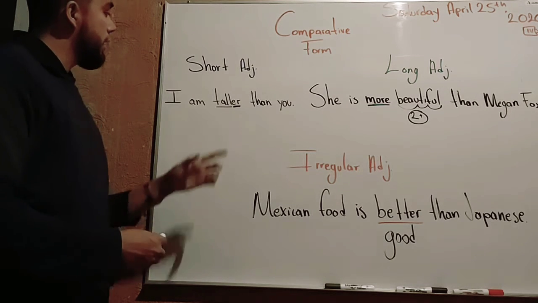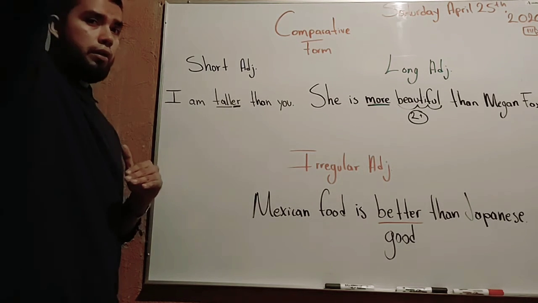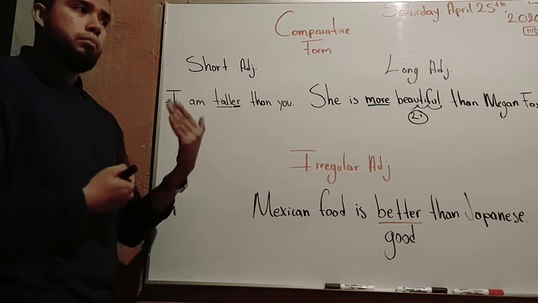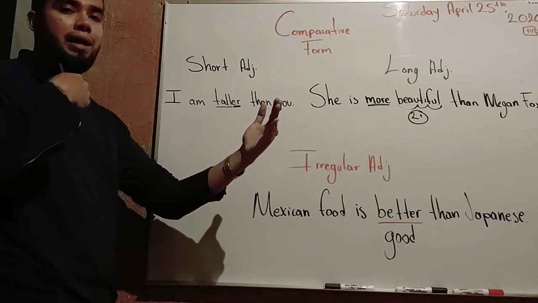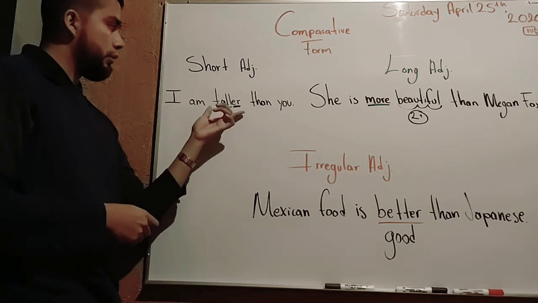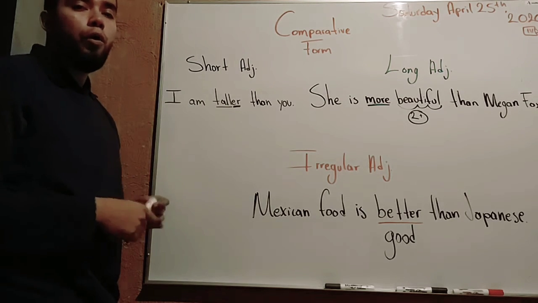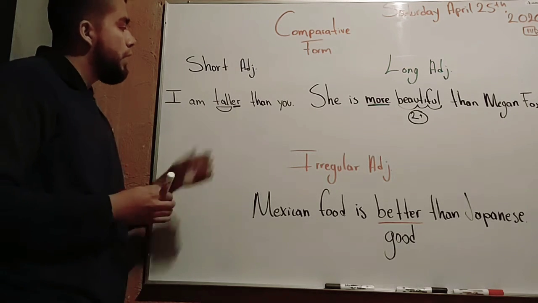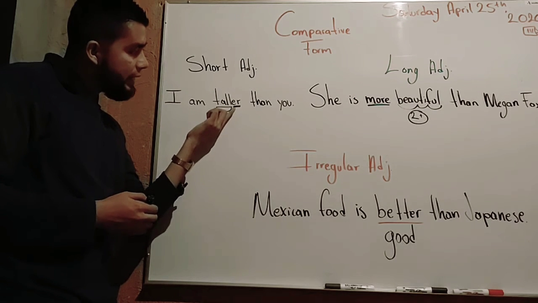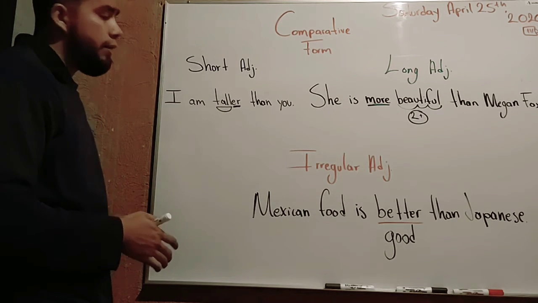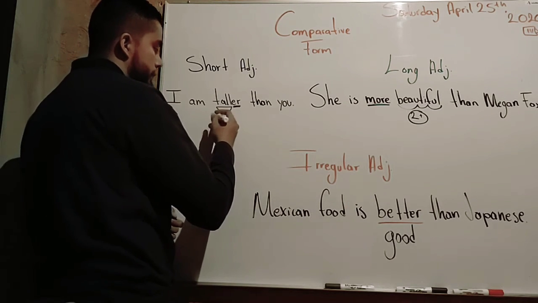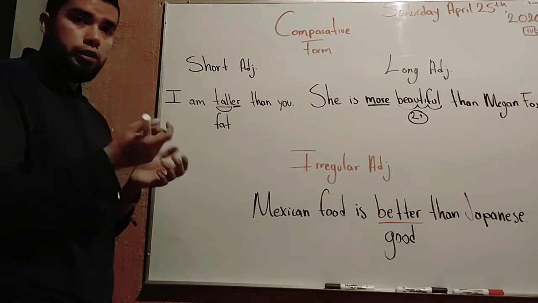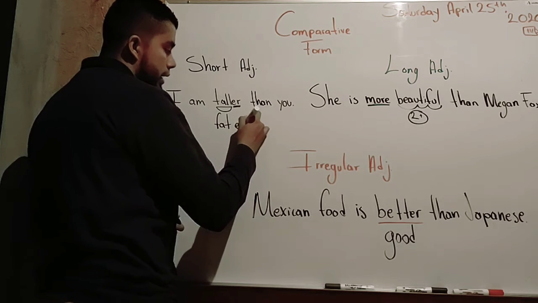First, short adjectives. I am taller than you. I am expressing that if we compare you versus me, I am taller. So tall is a short adjective because it has only one syllable. In the case of short adjectives, I'm going to add er. We have more adjectives. For example, fat. Short. So we're going to add er.